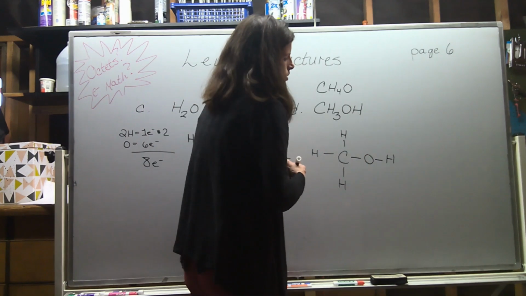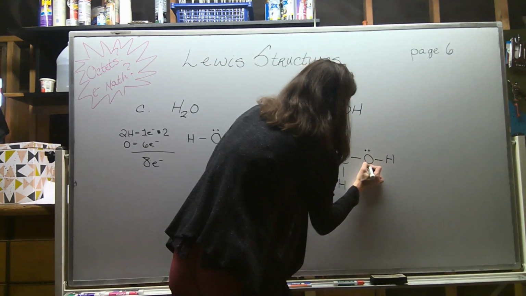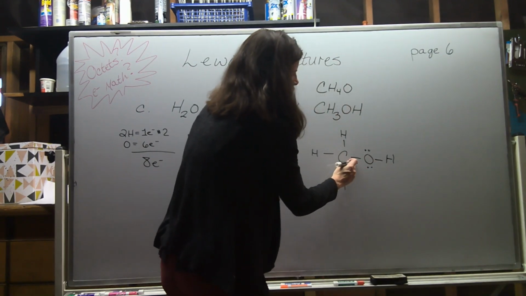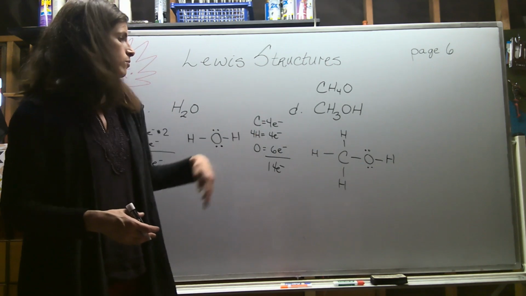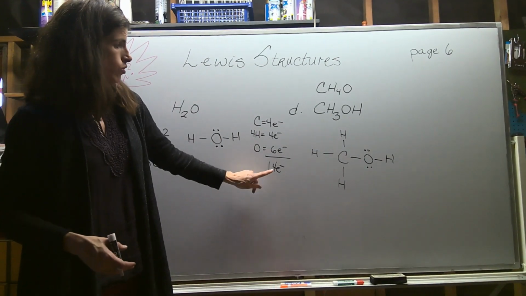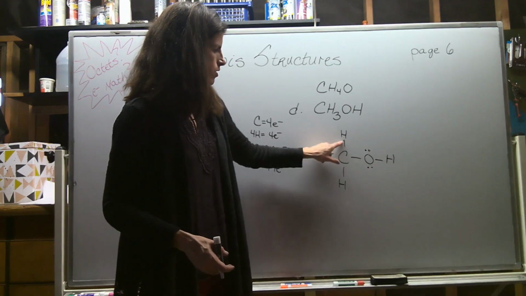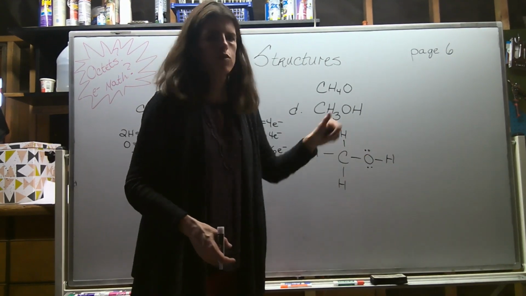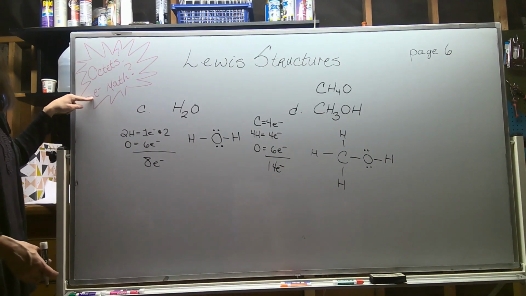Right now, oxygen only has 2 bonds, or 4 electrons. So I'll do 2 more. So we're looking at 2, 4, 6, 8 around the oxygen. And then we've got to check the total. So we need to check that we used exactly 14. 2, 4, 6, 8, 10, 12, 14. And we're good on both our octets and our electron math.